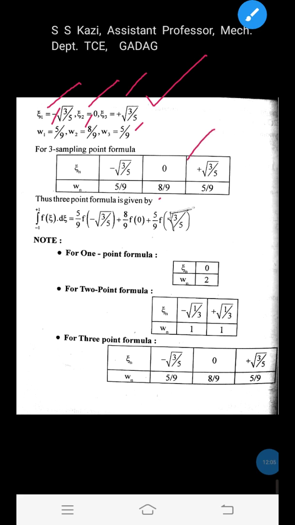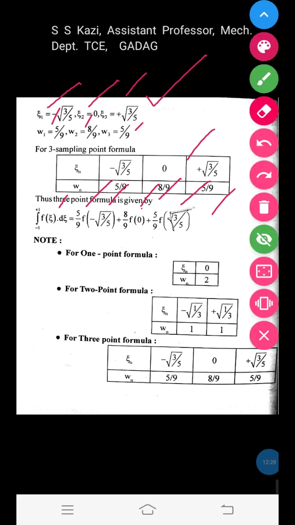Now, this 3-point formula is given by the integral of f of zeta d zeta is equal to W1 5 by 9 into bracket f of zeta 1, that is minus root 3 by 5, plus 8 by 9 into f of zeta 2, that is f of 0, plus 5 by 9 into f of zeta 3, that is zeta 3 is plus root 3 by 5. Now, I hope you have understood, my dear students.